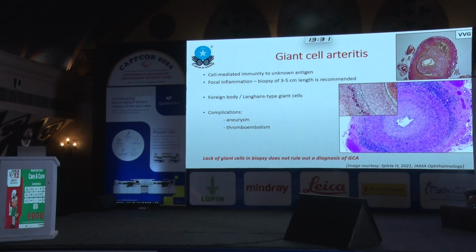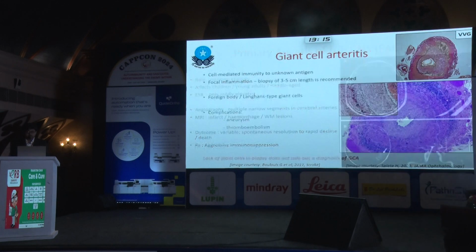as highlighted by elastin stain here. And we can see here a row of giant cells, usually in the media, with luminal narrowing. Complications include aneurysm and thromboembolism. Remember, lack of giant cells in biopsy does not rule out a diagnosis of GCA.